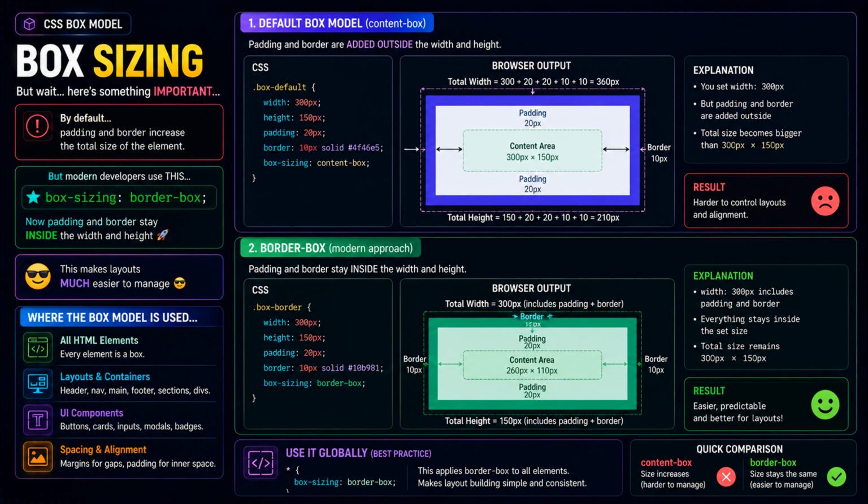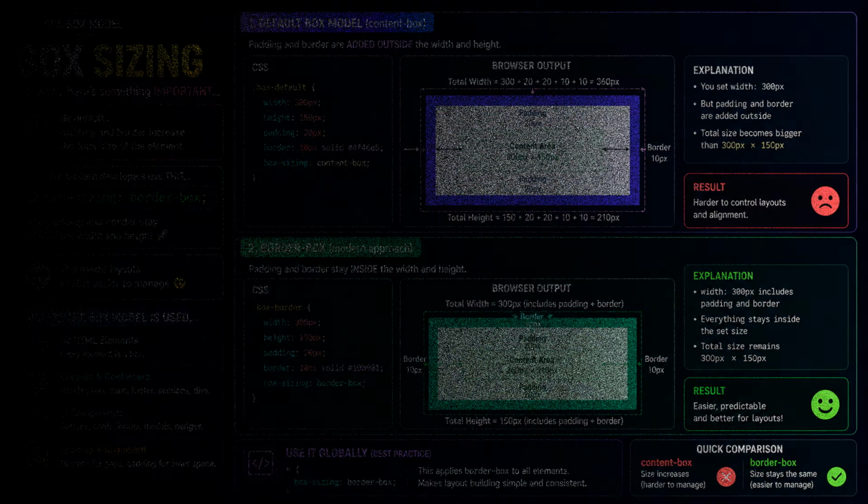Box-sizing. But wait, here's something important. By default, padding and border increase the total size of the element. But modern developers use box-sizing: border-box. Now padding and border stay inside the width and height. This makes layouts much easier to manage.